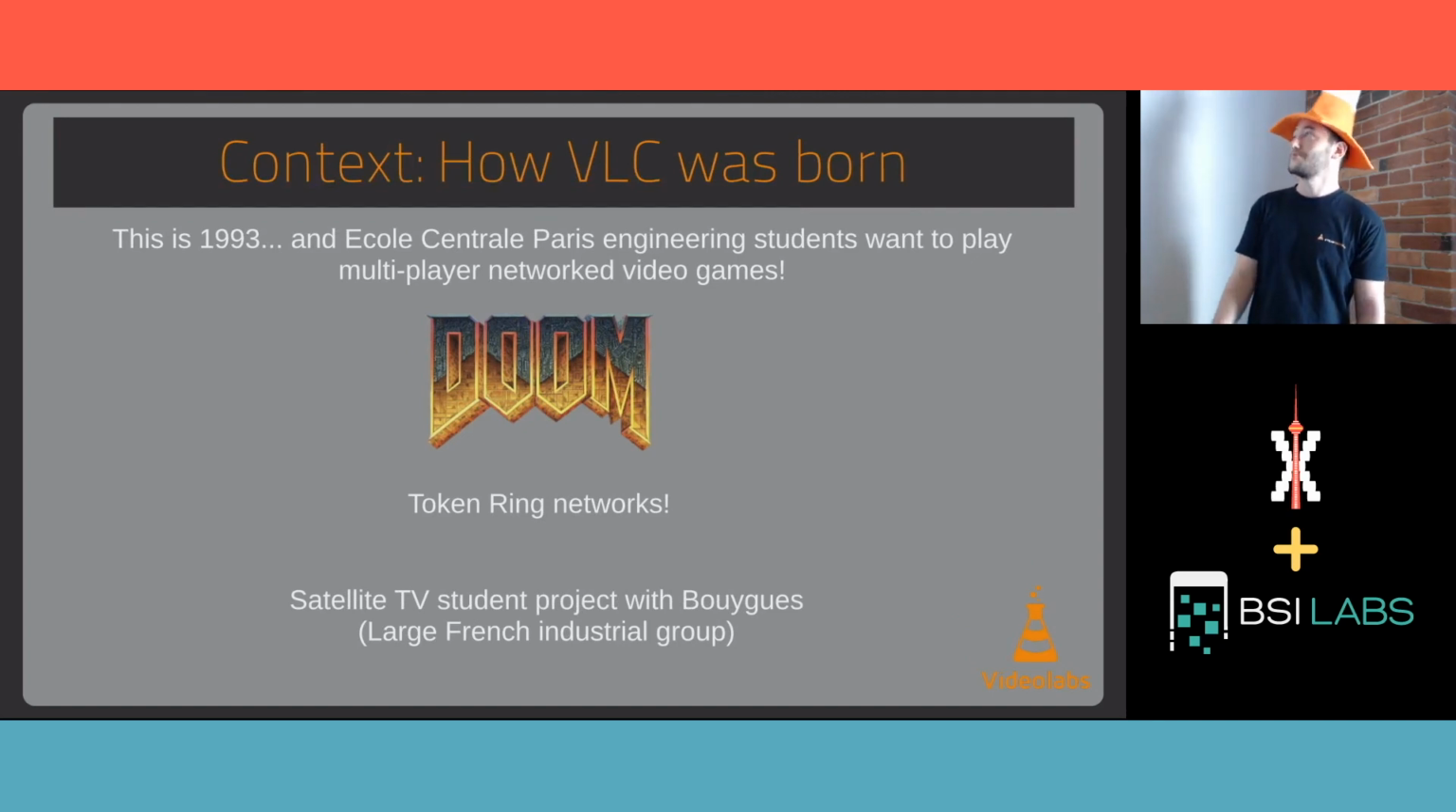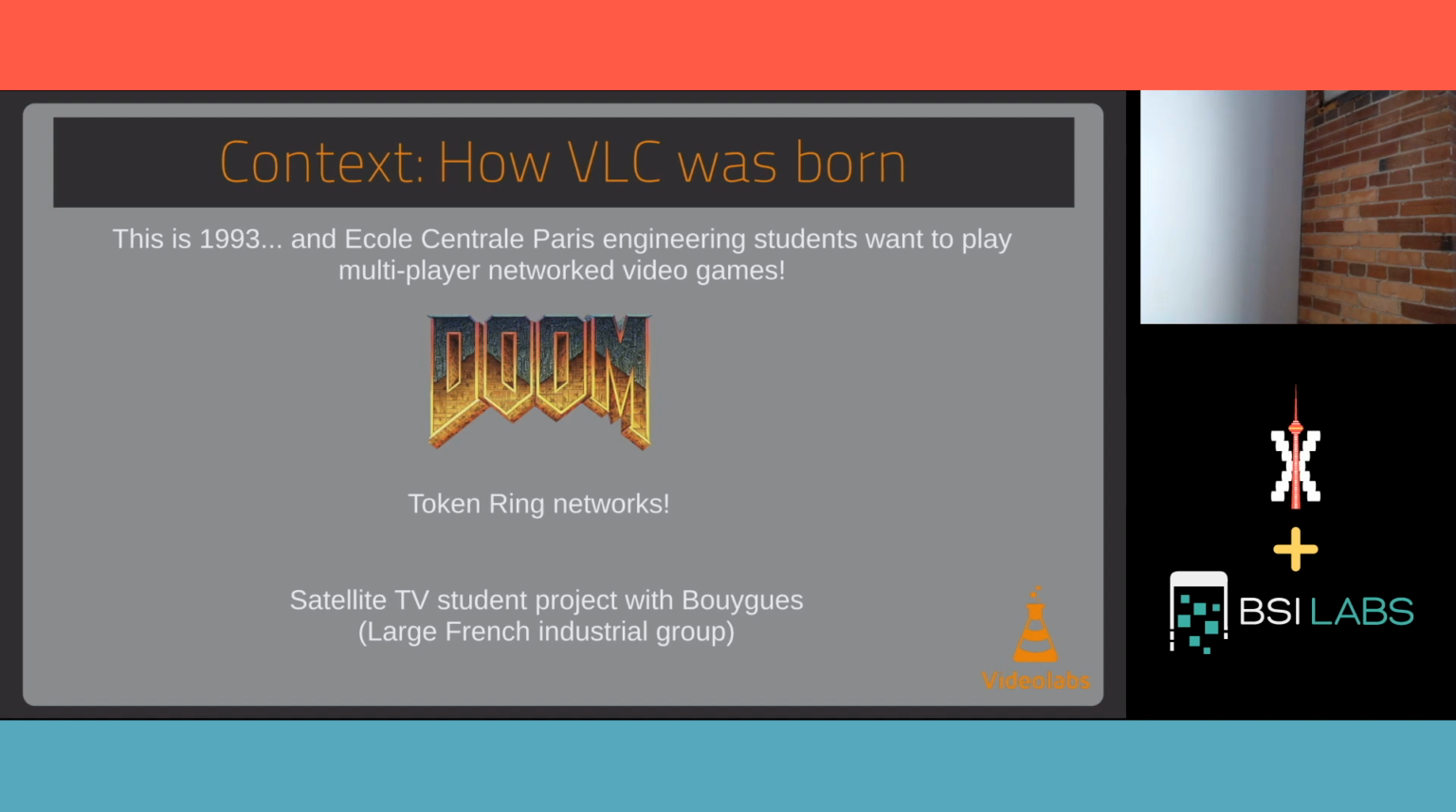So, a bit of context. So this is 1993, and some French students want to play video games, right? And they want to play Doom. And Doom, you can play multiplayer, like in a LAN. And at the time, they had token ring networks. Does anyone know what a token ring network is? Okay. So basically, it's a network in a ring shape, and every time someone connects to it, the ring gets bigger, and every message has to go all around the ring. So the more people are connected, the higher your latency, which is not good when you want to win at Doom.